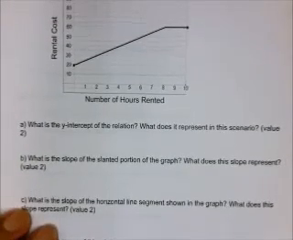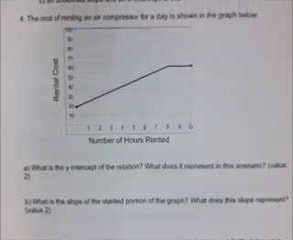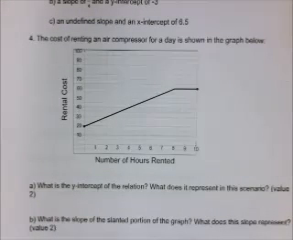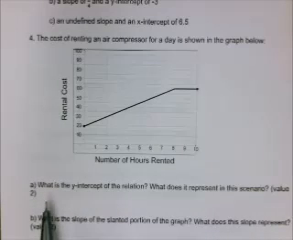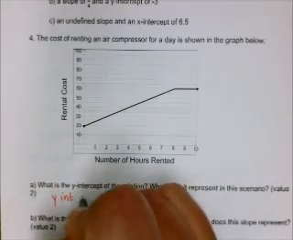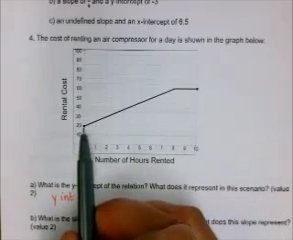Number 4. The cost of renting an air compressor for a day is shown in the graph below. So you've got your rental cost on the y-axis, and then you have the number of hours rented on the x-axis. So the first question is, what is the y-intercept of the relation, and what does it represent in this scenario? Well, the y-intercept is 20. And what does that represent?